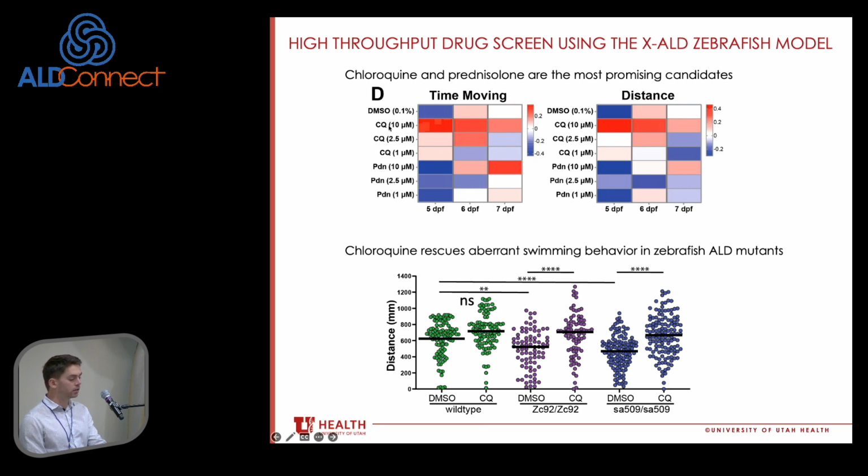And here, looking at the Z-score in red, we can see that chloroquine at the dose of 10 micromolar seems to be the more promising candidate. And so on the bottom, we can see similar results as a dot plot. We can see in 2 different ABCD1 mutants that the swimming behavior, which is significantly decreased in the mutants, is rescued after treatment with chloroquine.